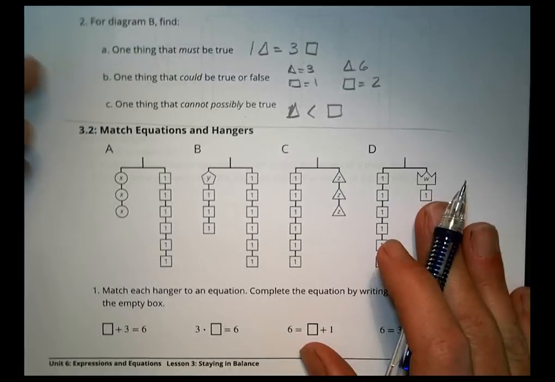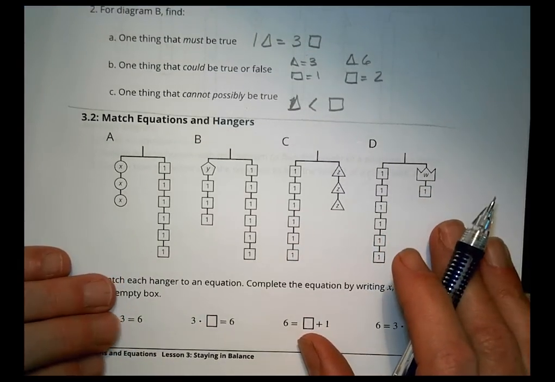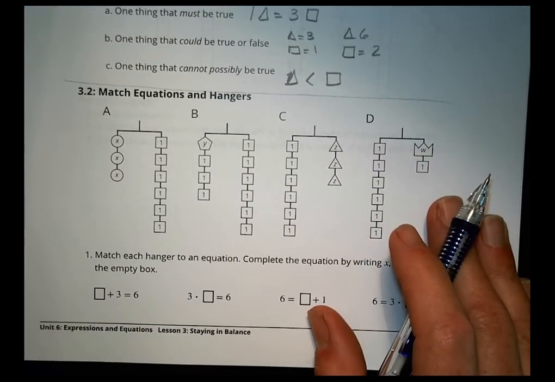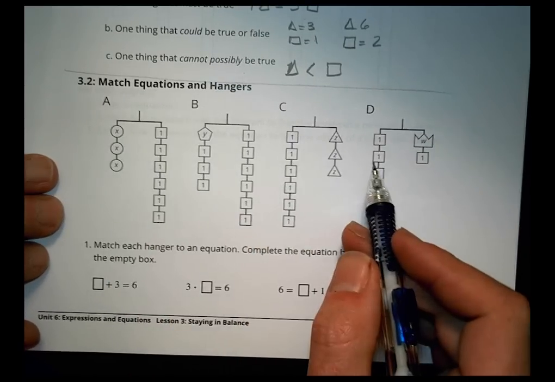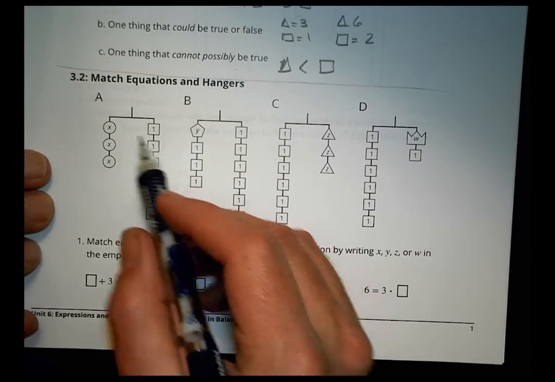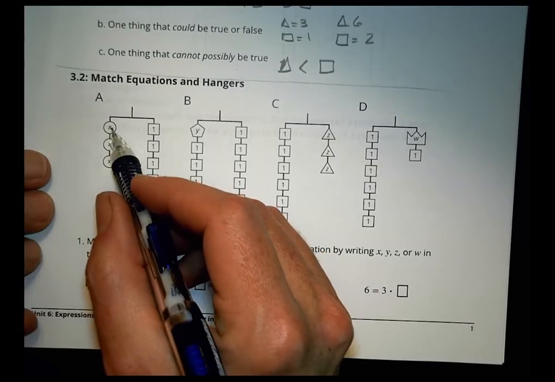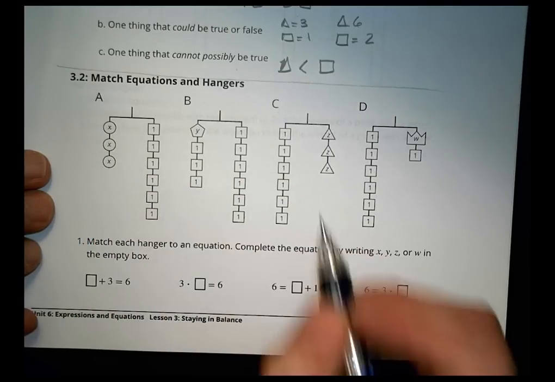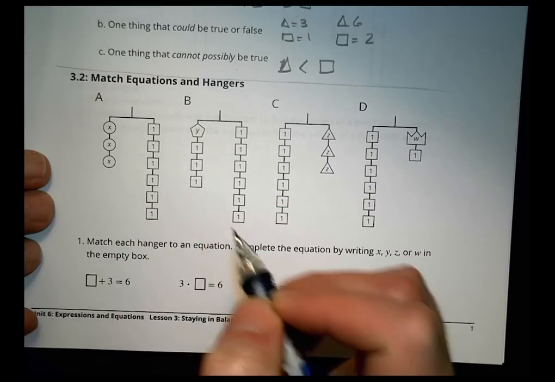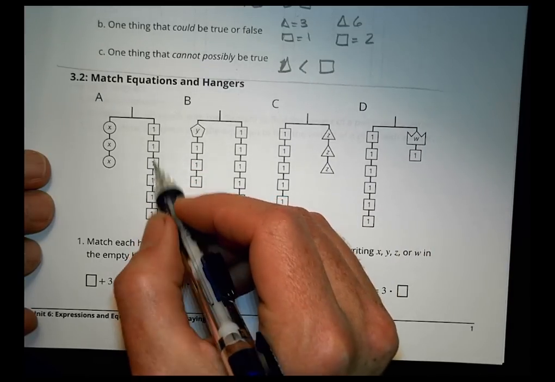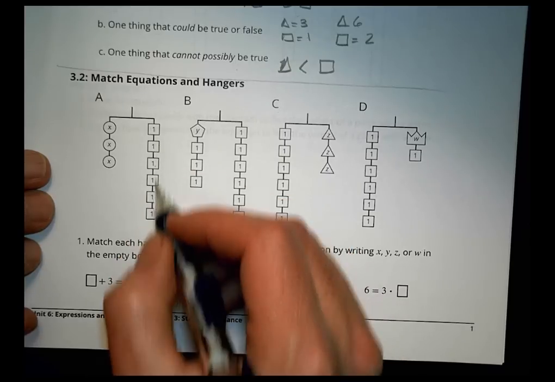Alright, let's look at the next section. It says to match equations and hangers. So in this little example here, we have 4 different diagrams of hangers, and we can see that they have what we call variables when you have letters. These X's, we have a Y, we have Z's, we have a W, and we have values here for these squares, values of 1.